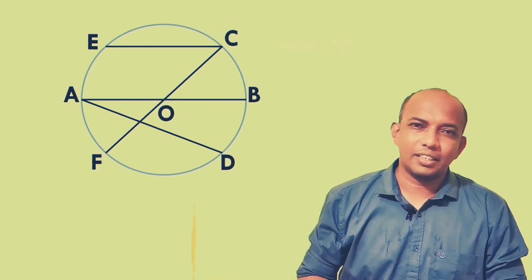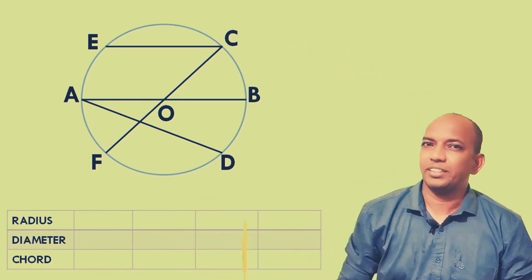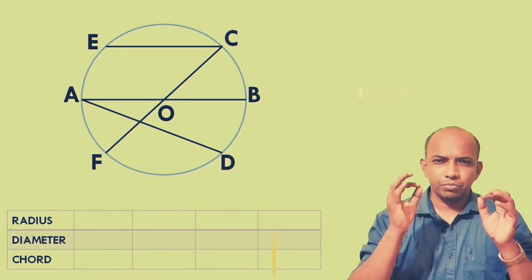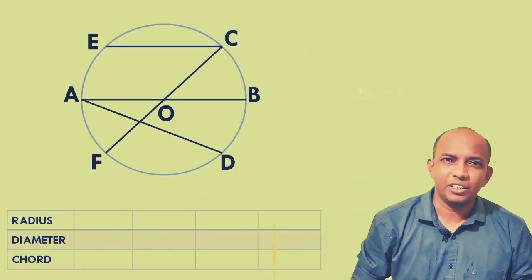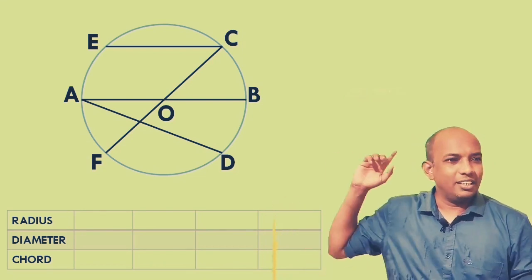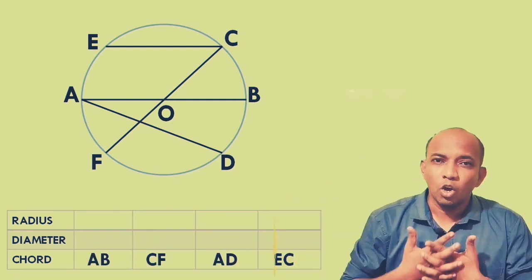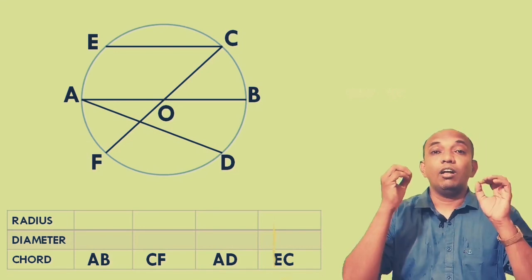So boys and girls, as we have understood all the concepts related to circle, there is radius, diameter and chord, let's have some activity. This activity is from the let's recall section. Here is the circle on the screen. O is the center of that circle, and we have to identify radius, diameter and chord from this circle. Always keep it in mind, a segment joining any two points on the circle is called a chord. So accordingly we can say AB, CF, AD, EC, these all segments are nothing but chords present in that circle.